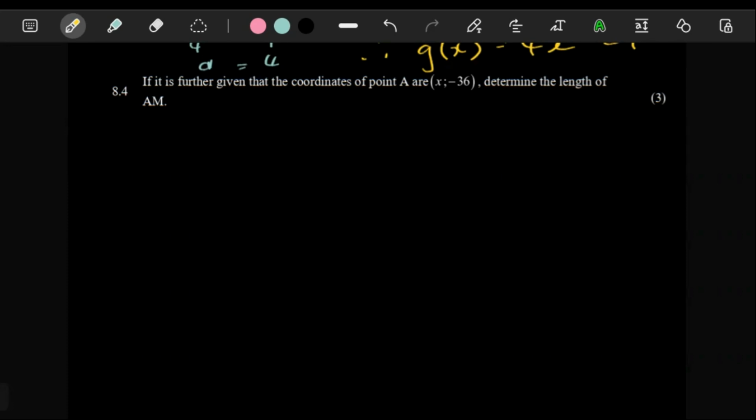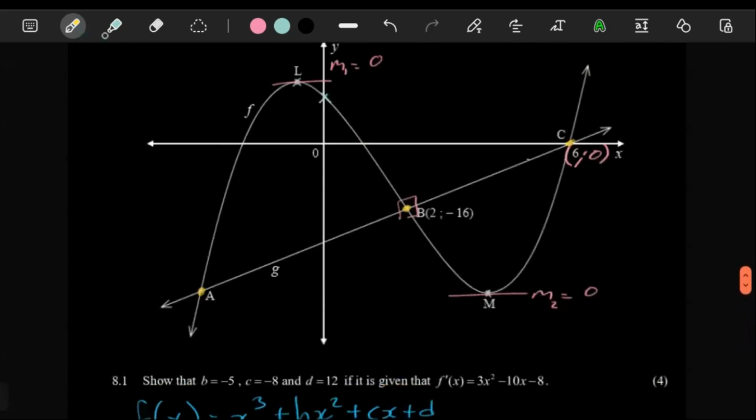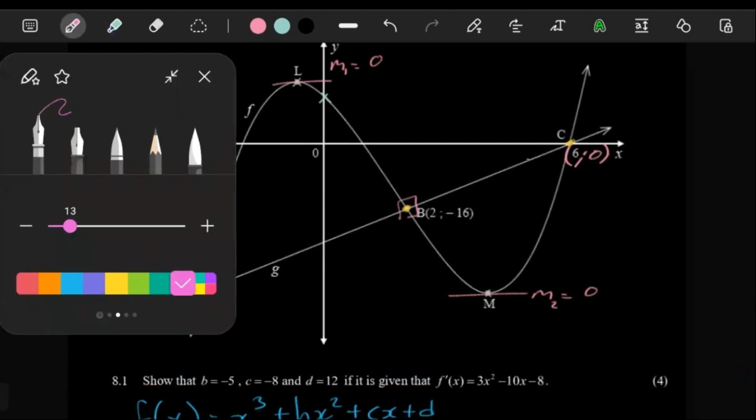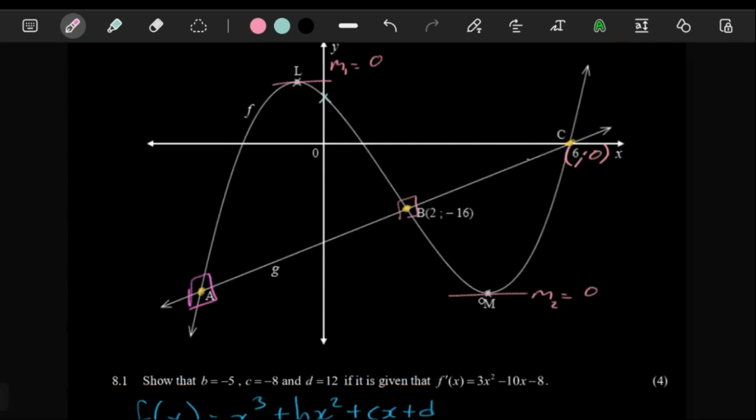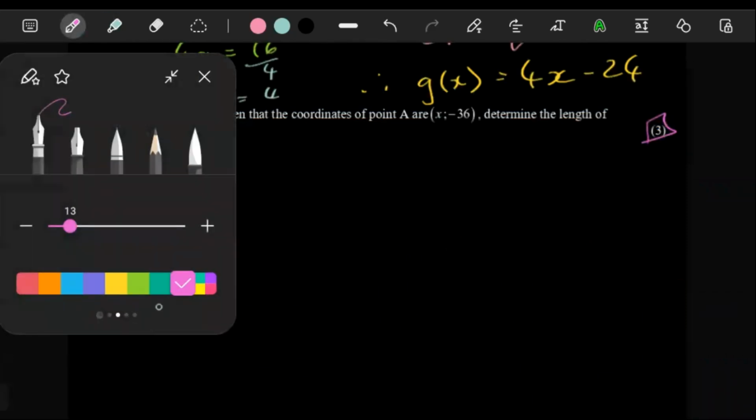Okay. So with this question, it's clearly one of those questions where it says, if it is further given that the coordinates of point A are that, determine the length of AM. Where is AM? There's A over here, there's M over there. So if you're going to get the length of AM, that's not a difficult question, right? Even if you check the mark allocation, it's just a 3-mark question.